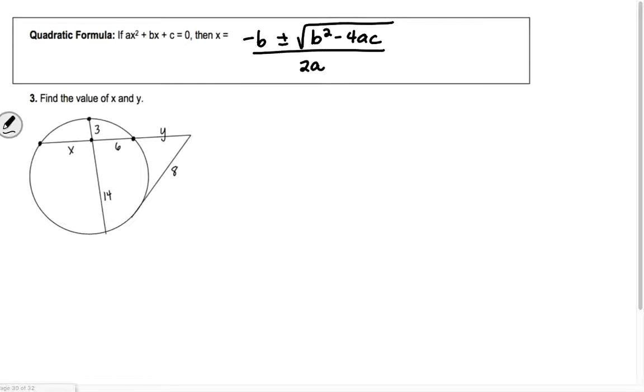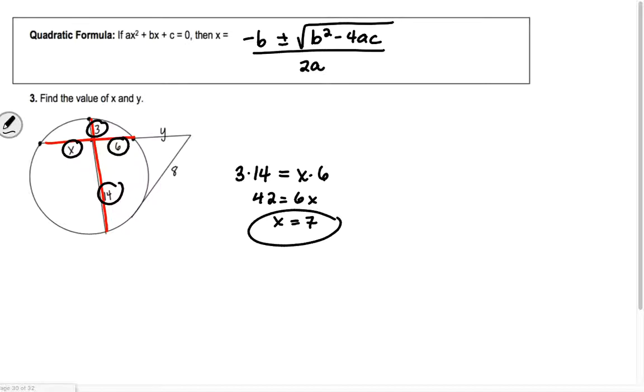All right, so you should have negative b plus or minus the square root of b squared minus 4ac all over 2a. All right, so we got a lot of things going on here. One thing that we have is that they're intersecting on the inside of a circle, with these red lines. So let's go back to the ones when we were talking about inside. Did we forget that one already? So we should have 3 times 14 equals x times 6. Perfect. So 3 times 14 is 42 equals 6x. So x is equal to 7.